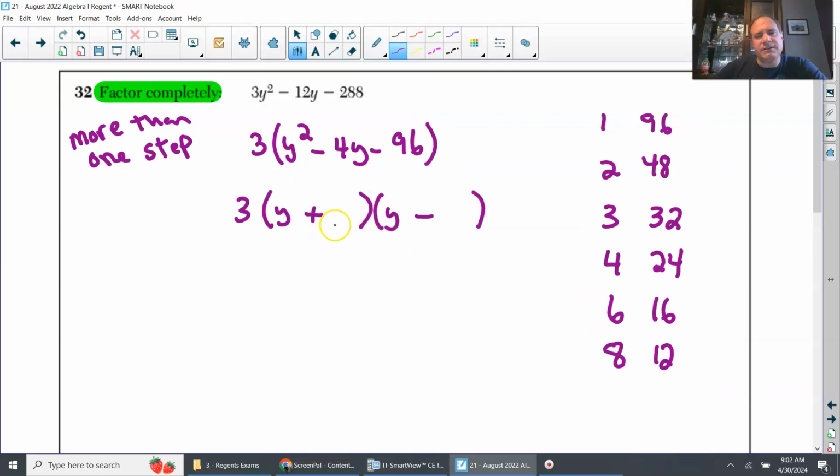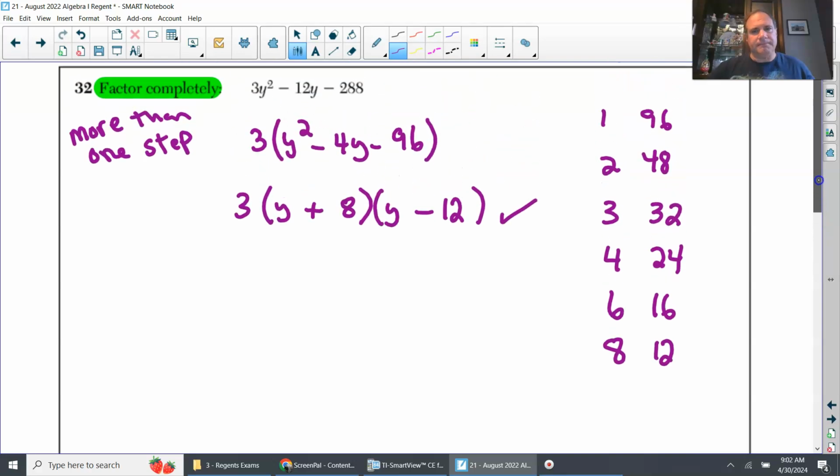So, yeah, we already said that one's a positive, one's a negative. So 8 and 12, you can make 4. 12 minus 8 is 4. But you have to have a negative 4. You have to add to a negative 4. So there's 12 here and 8 here. So you do 8 times negative 12 is negative 96, and then 8 minus 12 is negative 4. That works. This is your answer. And that's it. You factored completely.